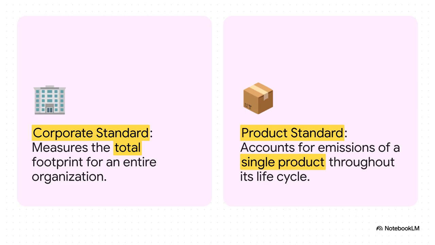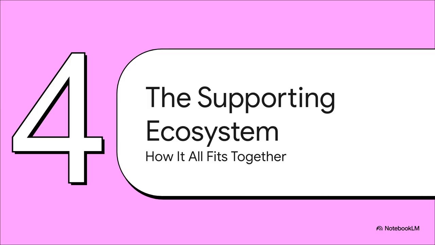Now, the protocol offers a few different standards, but for businesses, these two are the big ones. On the left, you've got the corporate standard. This is the big picture view. It's the step-by-step guide for calculating your entire company's carbon footprint. Then on the right, you have the product standard, which is way more granular. This lets you zoom in on just one product, like, say, a pair of sneakers, and measure its impact all the way from the raw materials to the day it gets thrown out. But here's the thing, the GHG protocol doesn't operate in a bubble. So for our fourth section, let's explore the supporting ecosystem and see how all these pieces fit together.